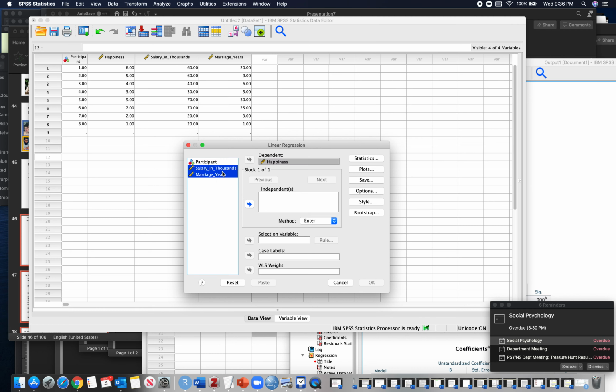Well, in this case, we think salary predicts happiness, and we want to have a purified version of salary on happiness that removes the effect of marriage on salary and marriage on happiness. So all I have to do there is plug in my predictors, which are salary, and my nuisance variable, which is marriage years. At least that's how I set up the problem. I literally just click OK.